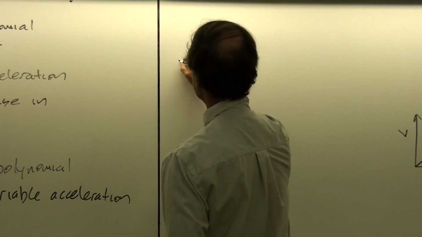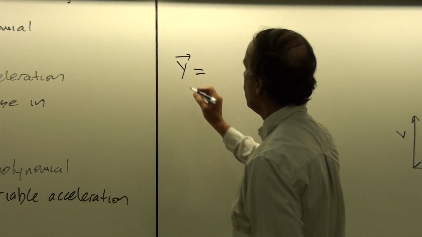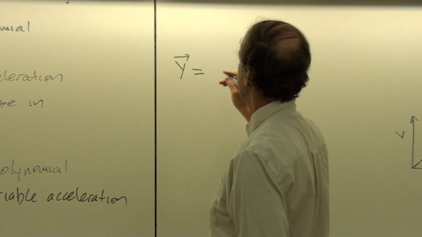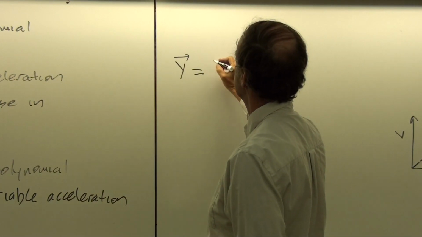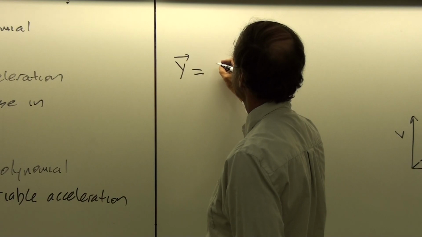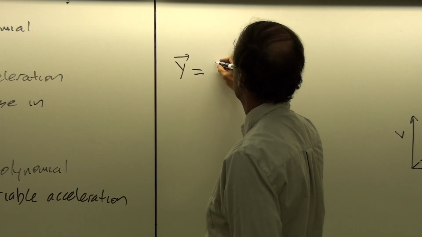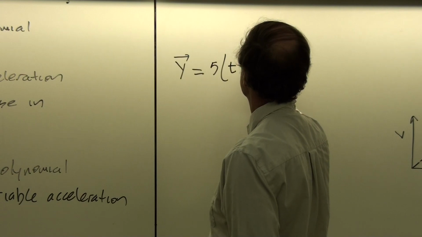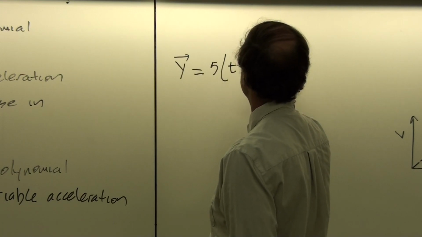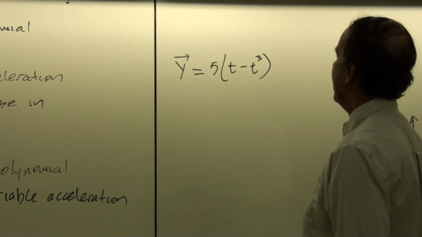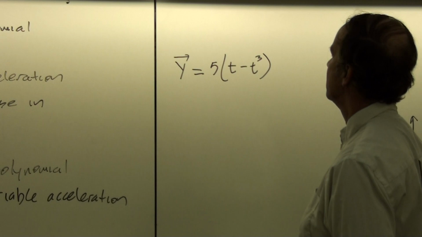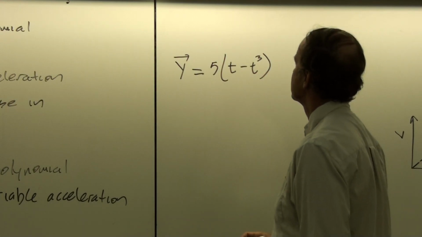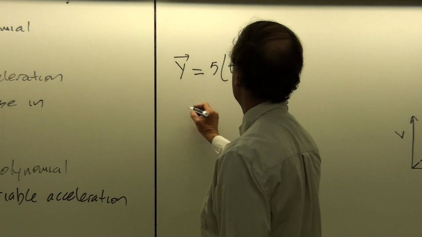Let's look at an example. Now in this case, let's set up our one-dimensional motion to be vertical, like maybe a rocket ship or something. And let's say that for this problem, y is equal to 5 times t minus t cubed. And let's try to find out some important aspects of the motion of this object. So first of all, let's try to find the velocity.